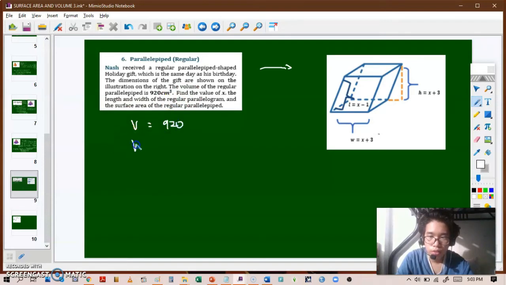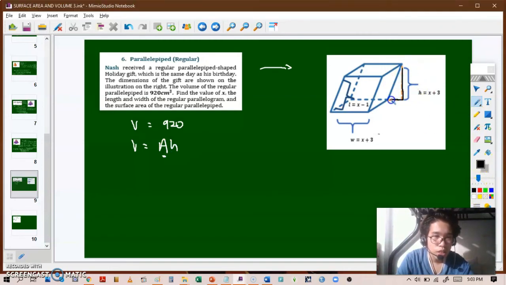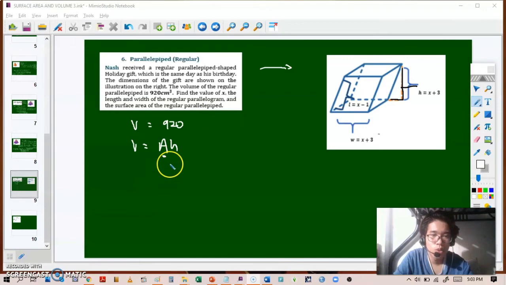And we all know that the formula for the volume of a parallelepiped is the area of the base times the height, or the altitude of the entire parallelepiped here. So this is the altitude of the entire parallelepiped. We first want to know the value of the area, so in order for us to solve, we need to substitute some values.